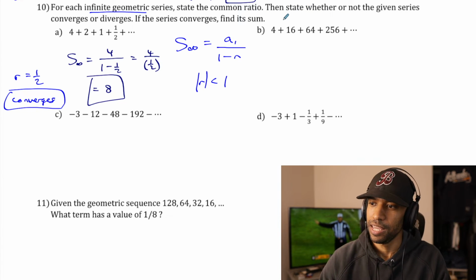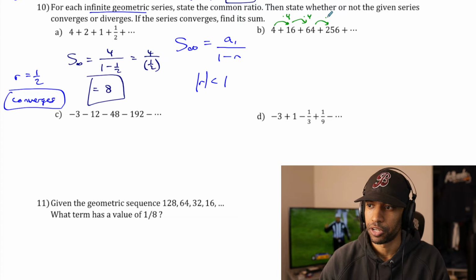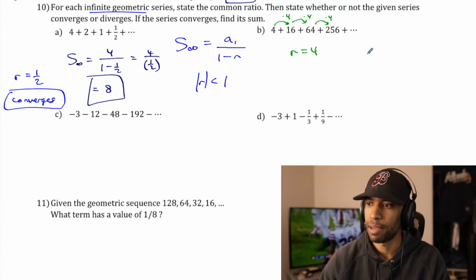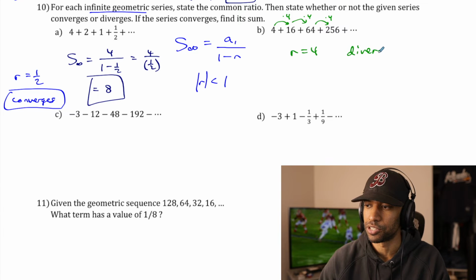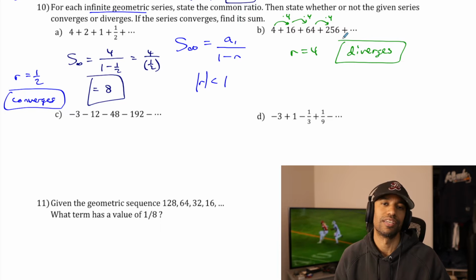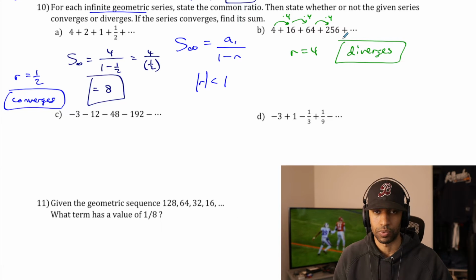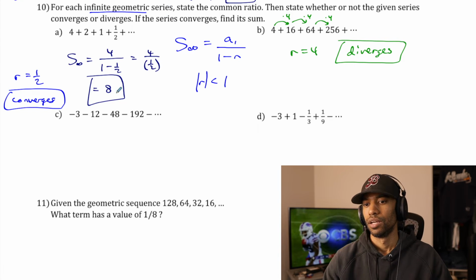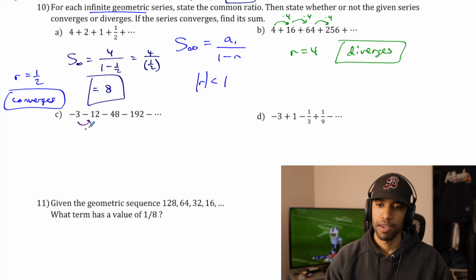All right, part B, we are multiplying by 4 each time here. Your common ratio is 4. That means this series diverges. Because it diverges, there is no sum. We leave it. We don't do anything to it. No sum.